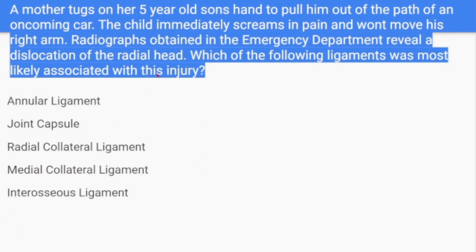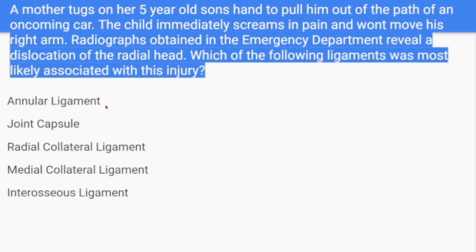So, a mother tugs on her 5-year-old son's hand to pull him out of the path of an oncoming car. The child immediately screams in pain and won't move his right arm. Radiographs obtained in the emergency department reveal a dislocation of the radial head. Which of the following ligaments was most likely associated with this injury?